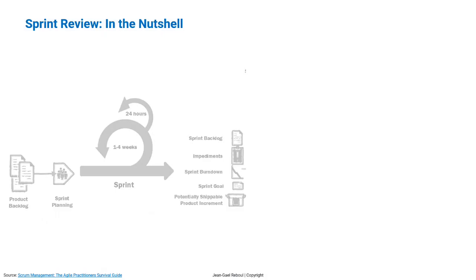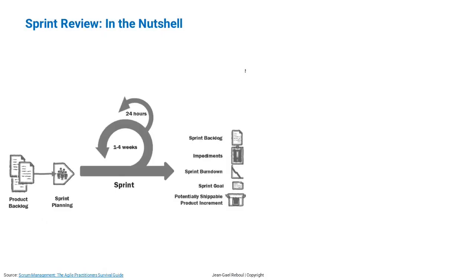Welcome to today's presentation, which is going to be focused on one critical ceremony of the Scrum methodology, the sprint review. First, it all starts with a product backlog. Then, during the sprint planning, the team aligns on what they are going to work on during the next iteration. They define a sprint goal and develop the sprint backlog.